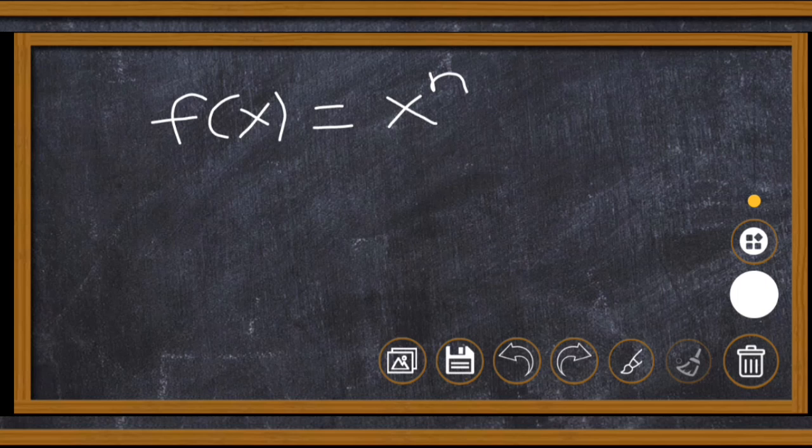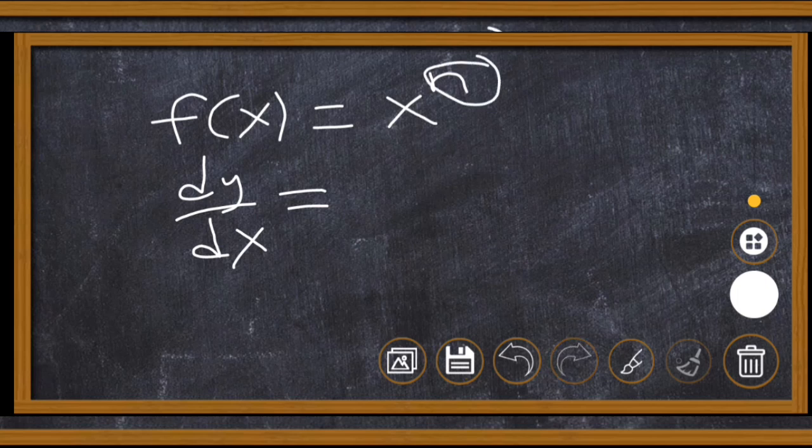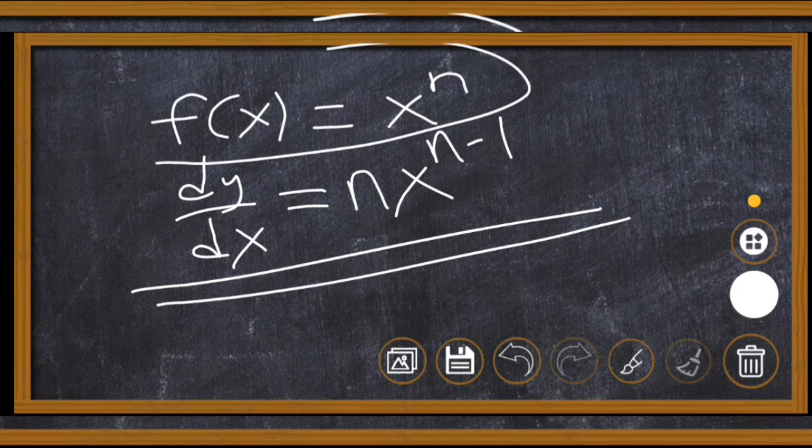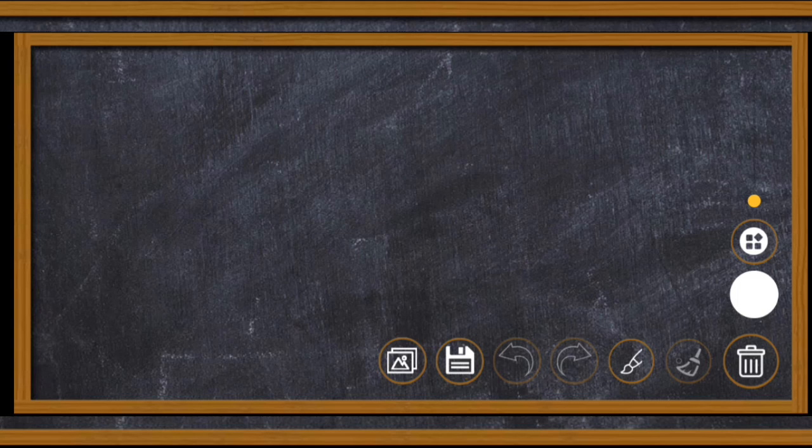So here I will just use dy over dx equals. To find dy over dx of such a function, you write this power in front of the given function, or rather you multiply the power with the base. In this case, it's going to be n multiplied by x, which is going to be nx. And then you subtract 1 from the power, so it's going to be n minus 1. So this is the differentiation of the function given above.